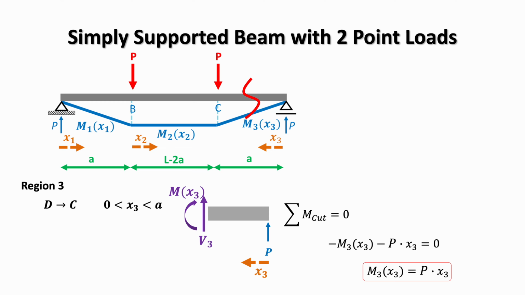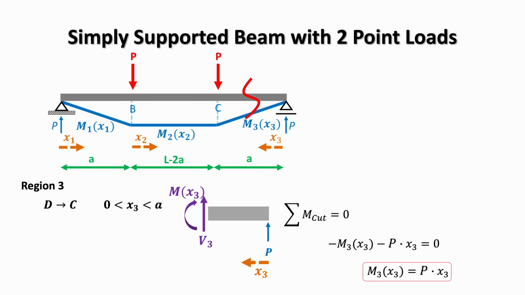At the cut section, we introduce the internal shear force and bending moment, and these internal forces are drawn in the opposite sense to those we used when we cut from the left-hand side. This is essential because internal forces must be equal and opposite on either side of a cut, so they cancel each other out when the full beam is considered. Remember, these are internal forces. The free body diagram therefore shows the internal bending moment M3 acting in the opposite rotational direction, together with the reaction P at support D.